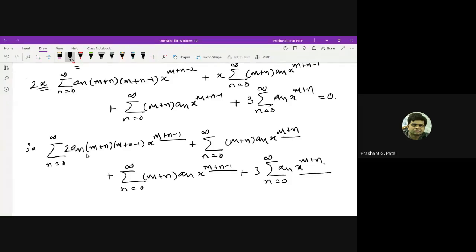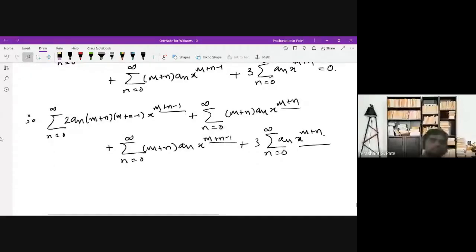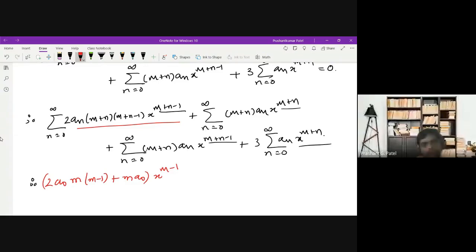So hence, the lowest degree term you will have is m x power m minus 1. So I just write down that term here in the front. If I substitute n equal to 0 here, we'll have 2 into a0 m into m minus 1 x power m minus 1, plus here is also n into a0, and in bracket x power m minus 1 you will have.